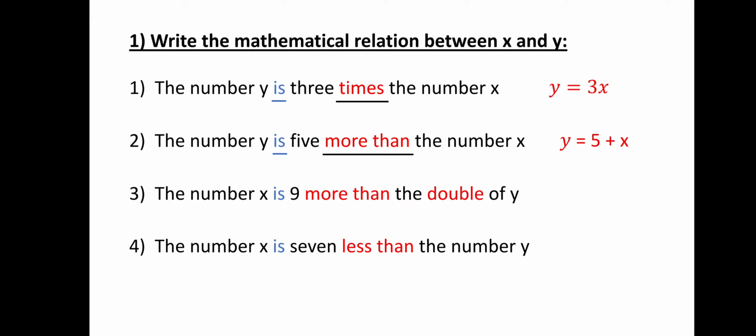Number 3, the number X is 9 more than the double of Y. Let's write it. Is means equal, more than means plus, and double means multiply. So we'll write X equals 9 plus 2Y. Number 4, the number X is 7 less than the number Y. Is means equal, and less than means minus. So X equals Y minus 7. We said before that the subtraction will begin with the larger number, which is Y.